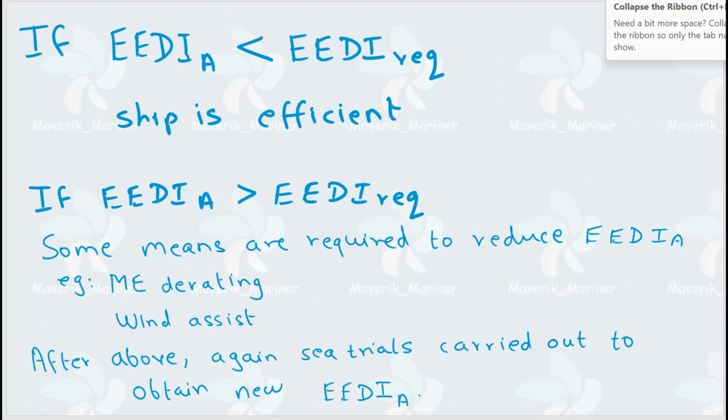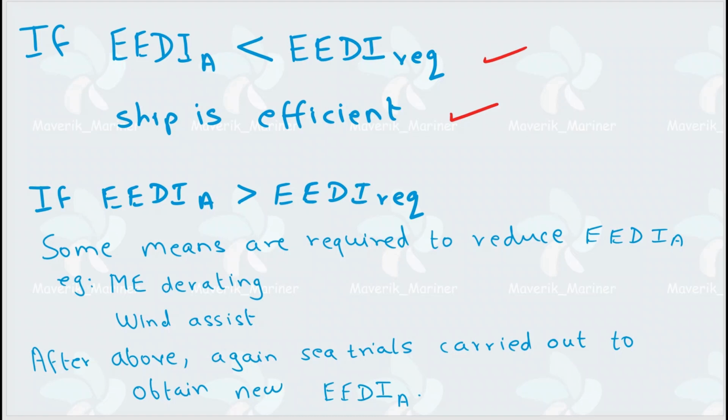When EEDI attained is less than EEDI required, then your ship is efficient. I repeat, when the numerical value of EEDI attained is less than EEDI required, then your ship is efficient and it has complied with EEDI requirements.